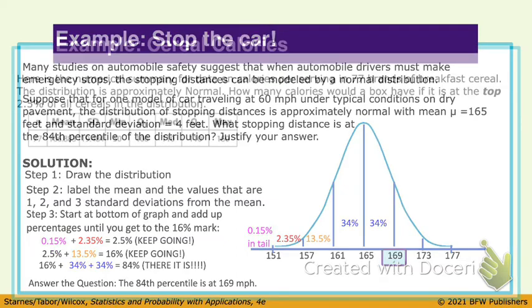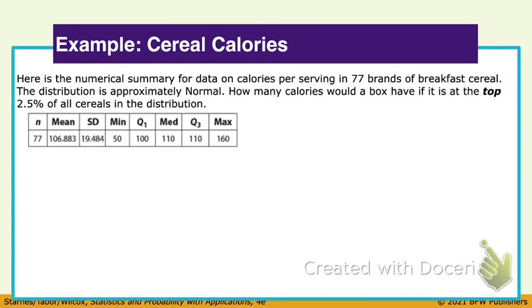Yes, ma'am. Do you have to label the graph when we're doing this on a test or a quiz? You don't have to necessarily label everything. You just have to show your boundaries, so show your lower boundary and your upper boundary.